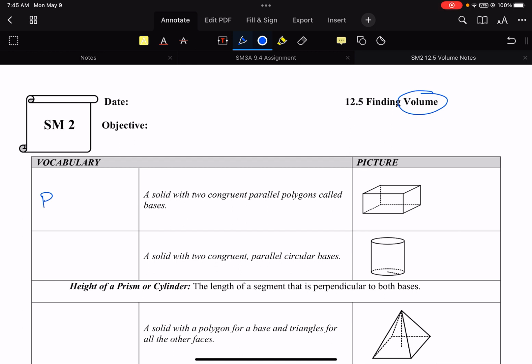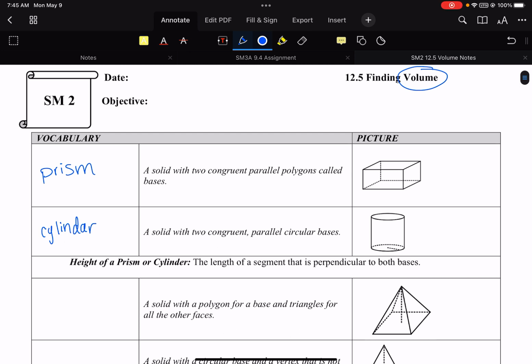A prism would be a solid that has two congruent parallel polygons called bases. So basically in this one we have a rectangle on the top and the bottom, and then four rectangles that surround those. The next one is a cylinder, which is kind of like a soda can, when you've got two congruent bases that are circles.